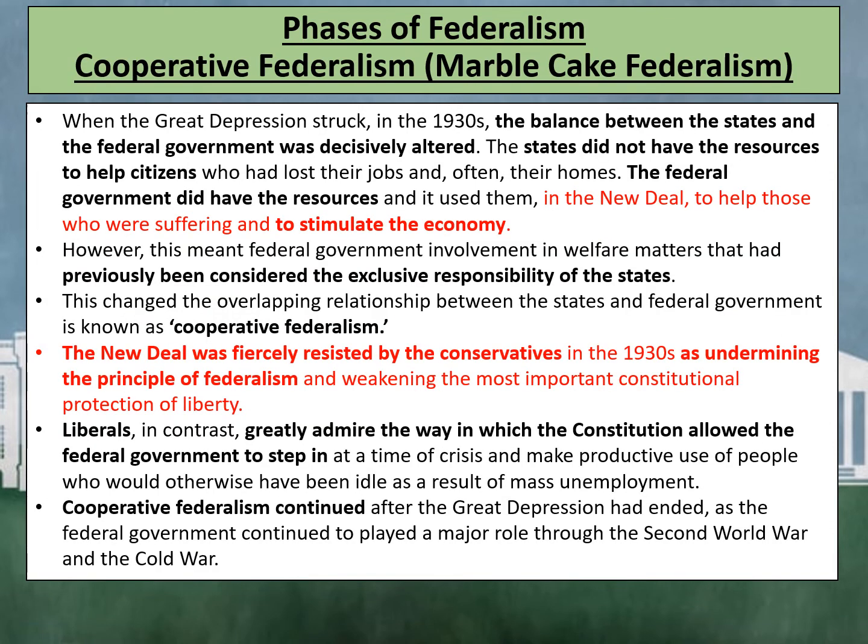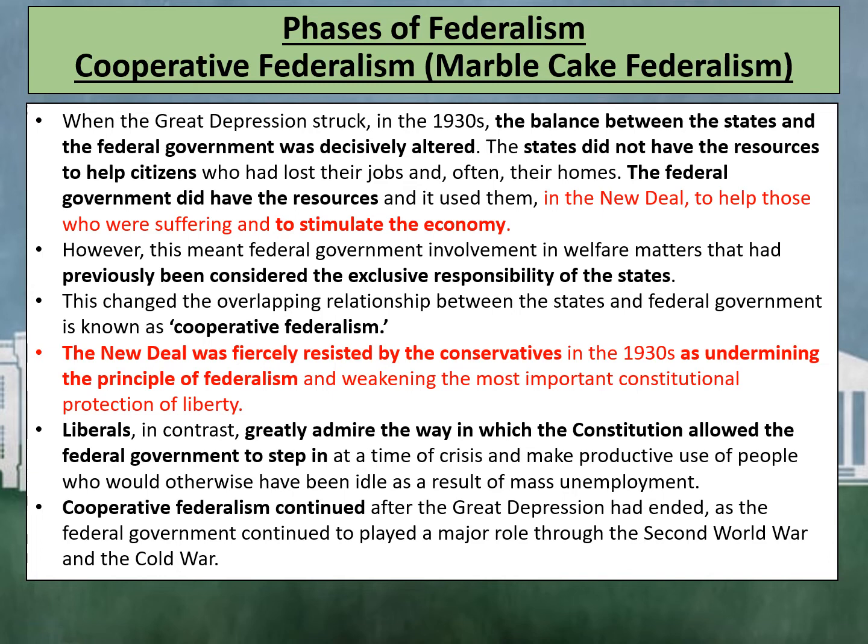When the Great Depression struck in the 1930s, the balance between the states and the federal government was decisively altered. The states did not have the resources to help citizens who had lost their jobs and often their homes. The federal government did have the resources, and it used them in the New Deal to help those who were suffering and to stimulate the economy. However, this meant federal government involvement in welfare matters that had previously been considered the exclusive responsibility of the states. This changed the relationship between the states and the federal government into an overlapping one, and it is often known as cooperative federalism.